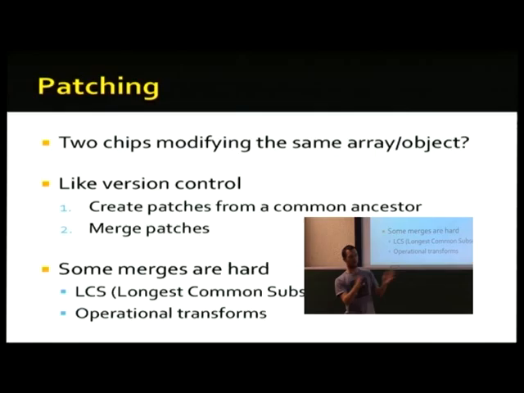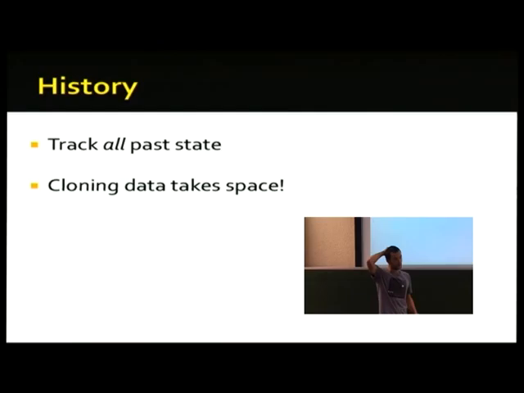So like I said, we want to be able to track the history at all points in the past, well, at least up to a certain limit. But in order to do that, we can't write over the memory, so we have to clone it, we have to copy it, which takes up a lot of space if your memory is big. And so there are better approaches to that.